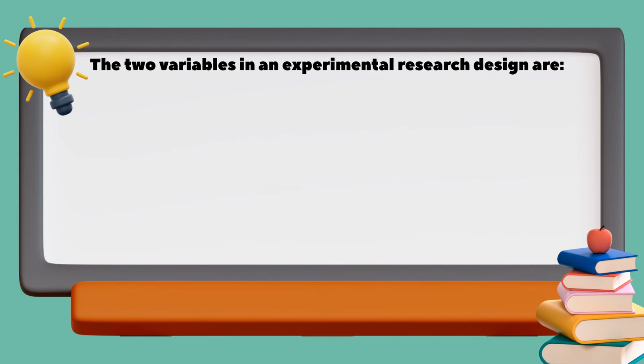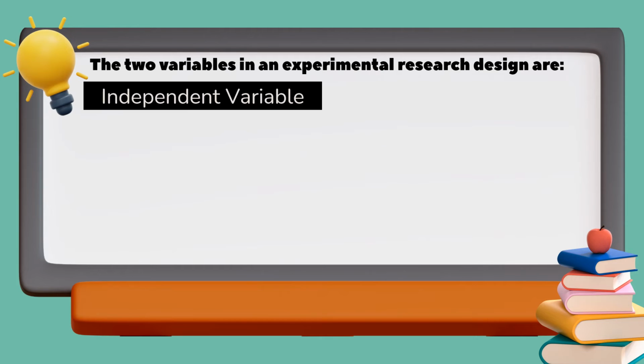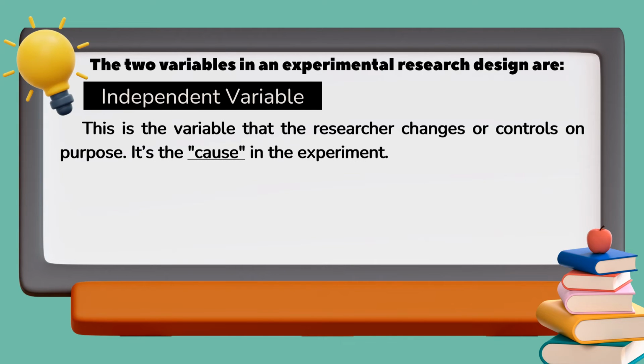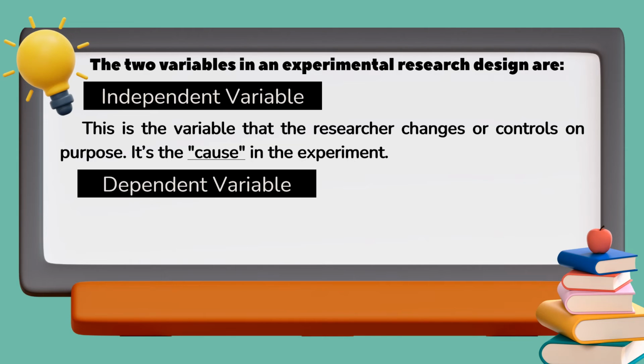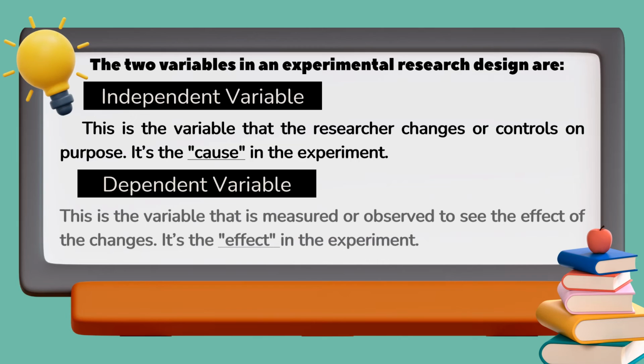The two variables in an experimental research design are: independent variable is the variable that the researcher changes or controls on purpose. It's the cause in the experiment, while dependent variable is the variable that is measured or observed to see the effect of the changes. It's the effect in the experiment.